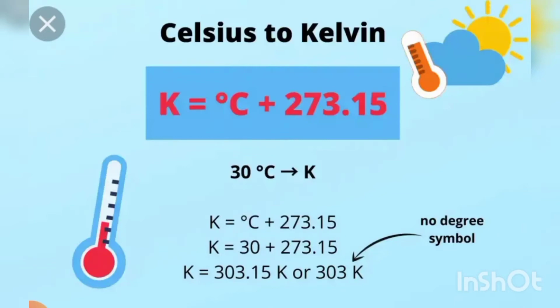Do you know why we convert Celsius to Kelvin? Kelvin is the SI unit for temperature. The Celsius scale is defined in terms of two fixed points, the ice point and the steam point, which are 0 degrees Celsius and 100 degrees Celsius respectively.